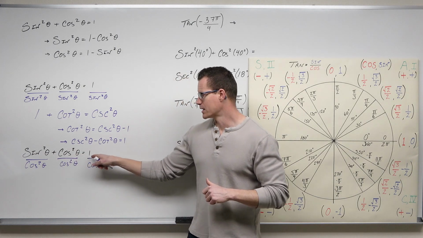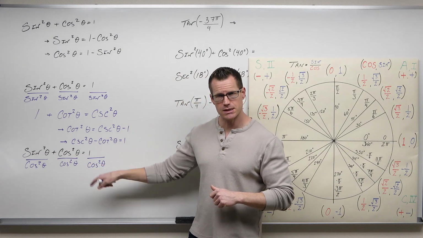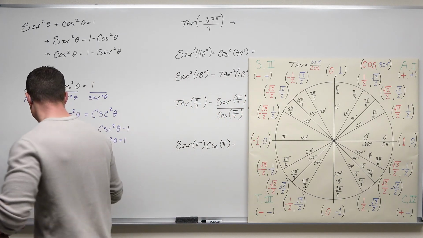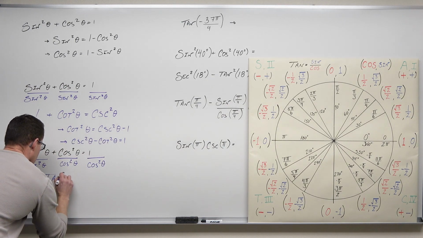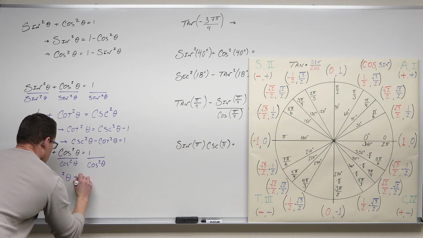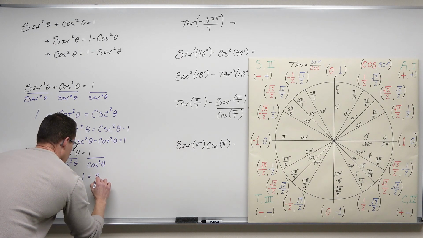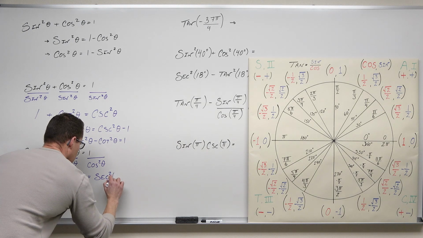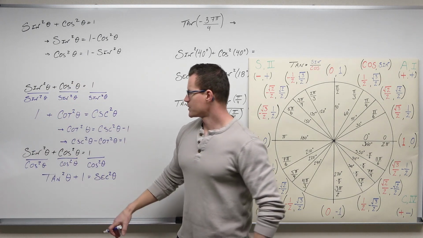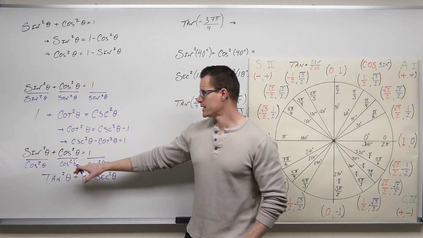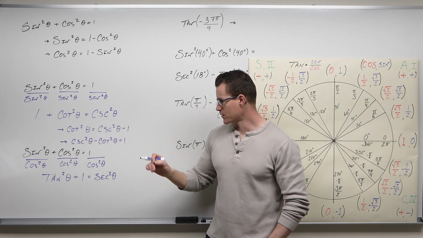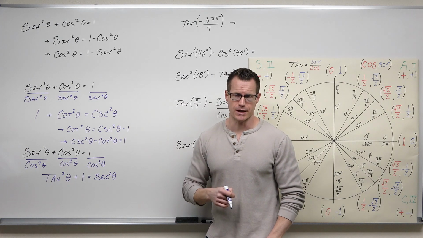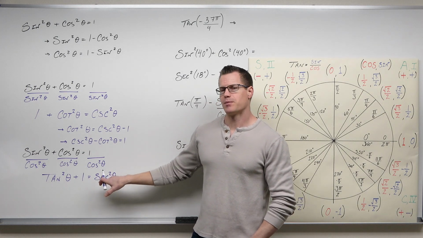Here we get 1, and here we get secant. Hopefully you see the secant. 1 over cosine is secant. And so we'd write that as tangent squared theta plus 1, and 1 over cosine squared theta is secant squared theta. That's our third and final Pythagorean identity.